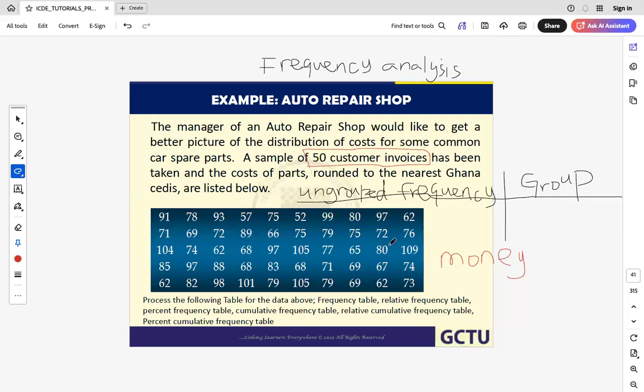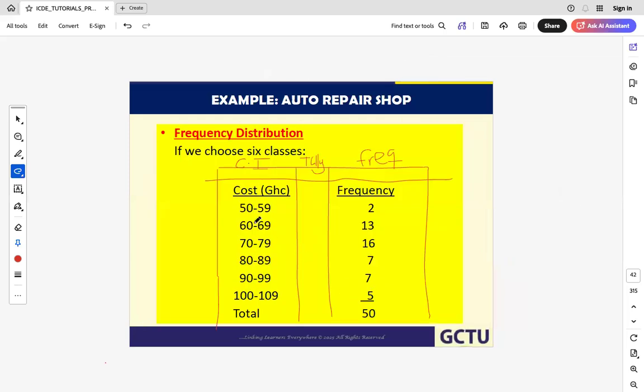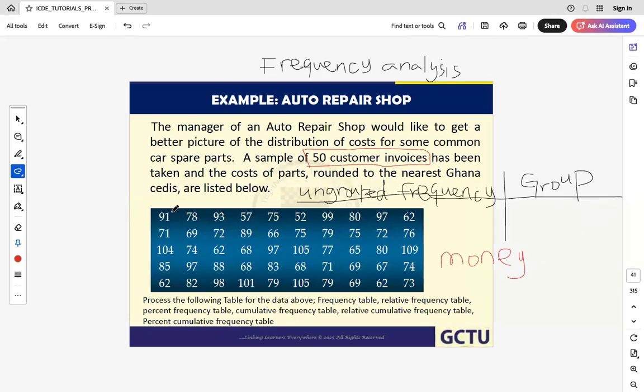When they are scattered like this, they don't make any sense until you group them. So when you are grouping them, the idea is that, okay, let's look at the range. How many invoices had prices between 50 to 59? You need to go tally them. So you were taught to look for all prices that are between this range, 50 to 59. So you go column by column looking for 50 to 59.